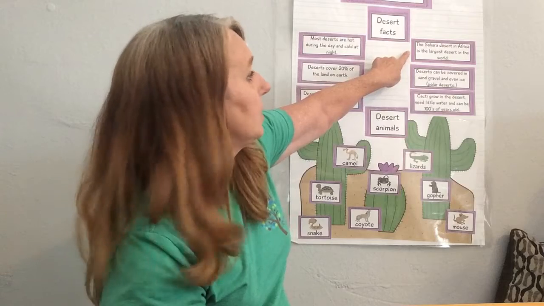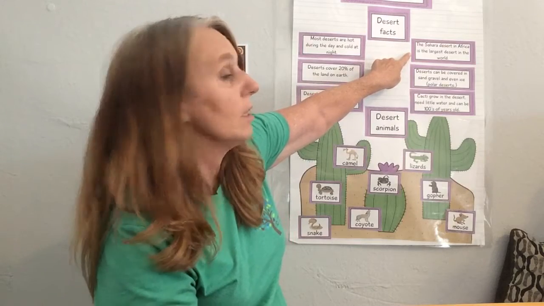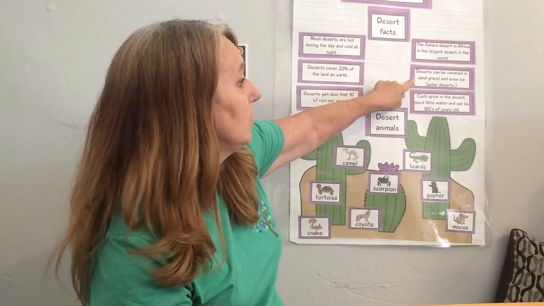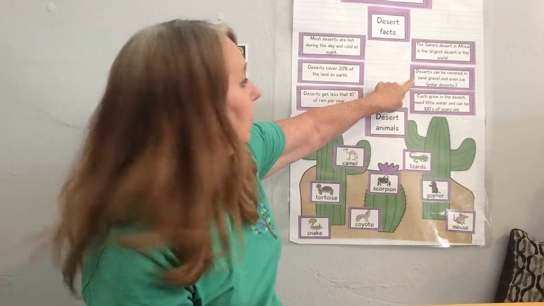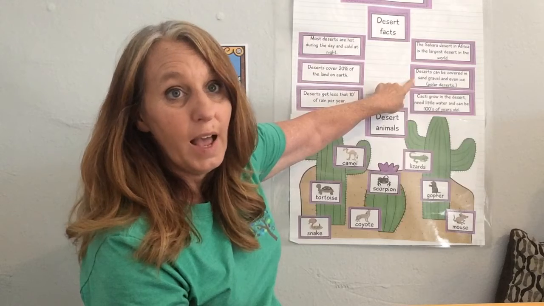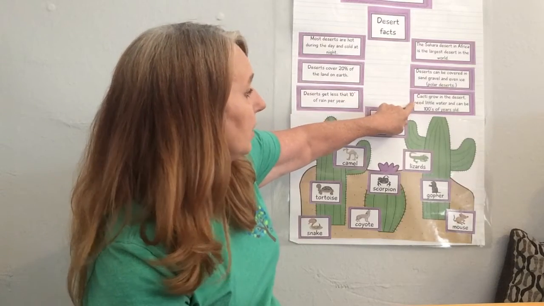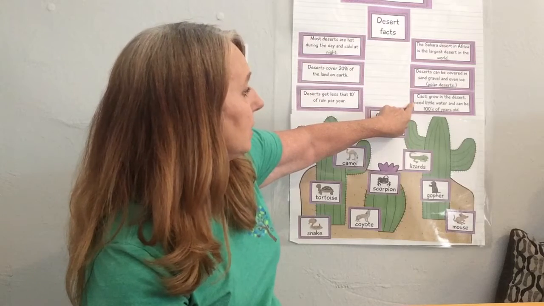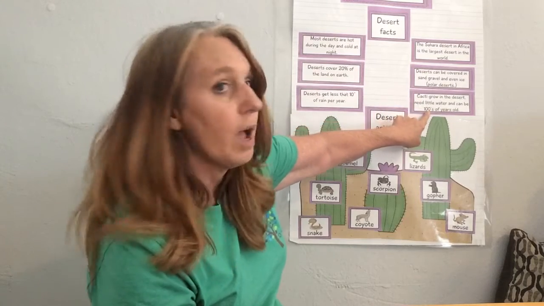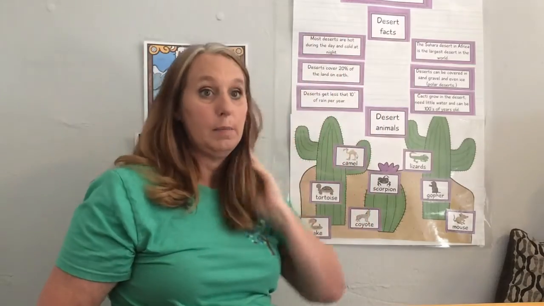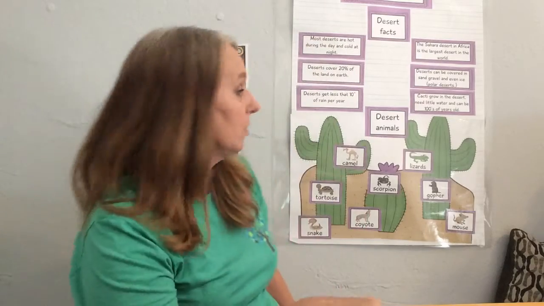The Sahara Desert in Africa is the largest desert in the world. Deserts can be covered in sand, gravel, and even ice. There are polar deserts. Cacti growing in the desert need little water and can be hundreds of years old. That means cactus can grow a long time. They get very old. So those are some facts.